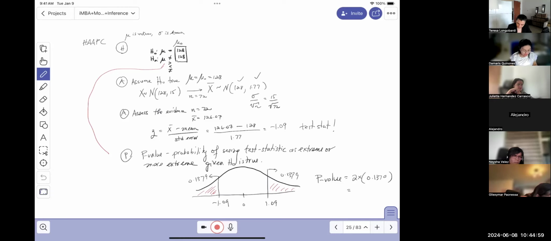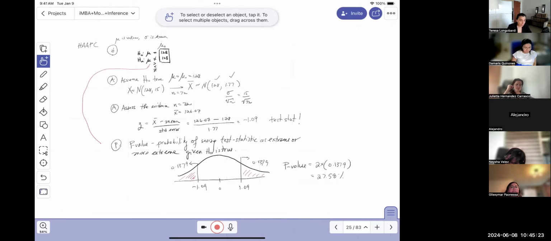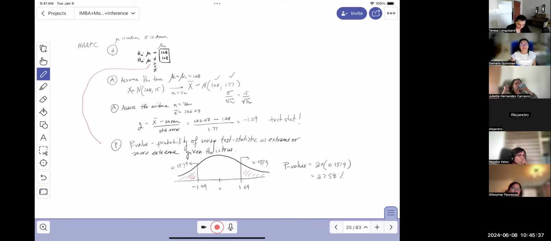Okay, so times it by 2. Okay, so it's 27.58%. All right, so I mean it's not a lot, like 30% is not high, it's not a good grade, 30%, 27.58, but in terms of our standard in statistics, it's pretty high.